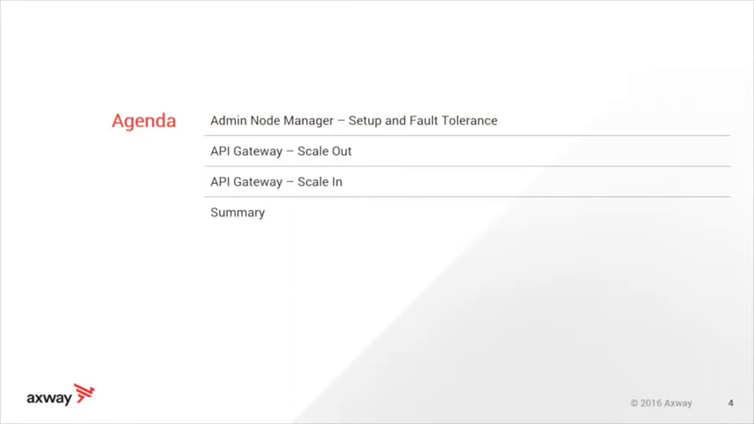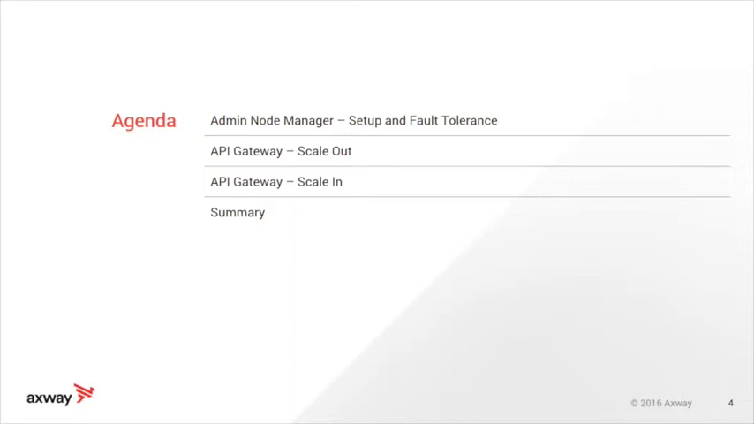Topic number 3 would be API gateway scale in capability. We'll demonstrate that by reducing the API traffic, which should result in lower CPU utilization on the API gateway nodes, which should trigger a scale in activity and the API gateway cluster shrinking to its original size.